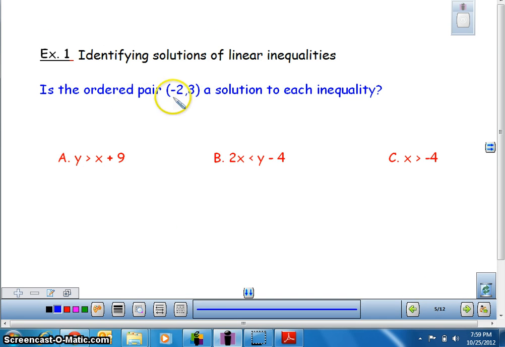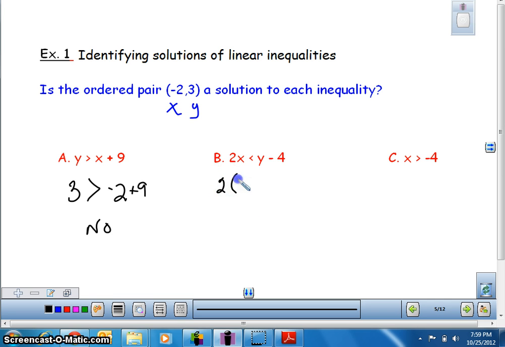So, if we want to just look, is (-2, 3) a solution to each of these inequalities? Remember, x and y. So if we are replacing those, we are going to replace y with 3. Is that less than negative 2 plus 9? No, it is not a solution. What I want you to do is to check the next 2, pause the video, and come back to the video.